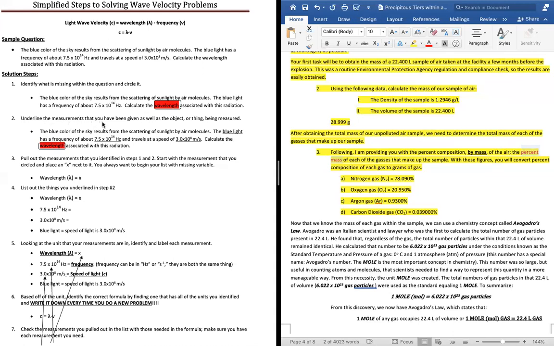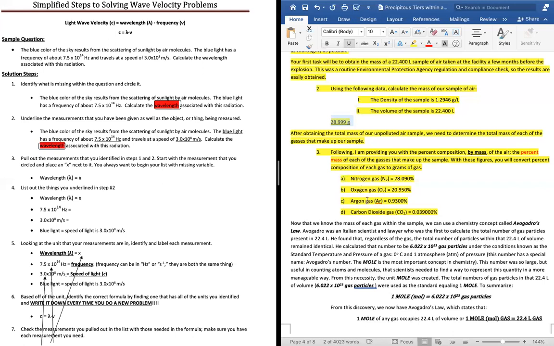Step number two, underline the measurements that you've been given. This really sets people off. They read circle and they get angry, and then they read that I want them to underline a number, and that's it for them. They can't take it. So I'm going to come in here and we're going to underline numbers. So one of the numbers that I have here, and this is why I needed this number, is I have that. And then I'm just doing nitrogen here.